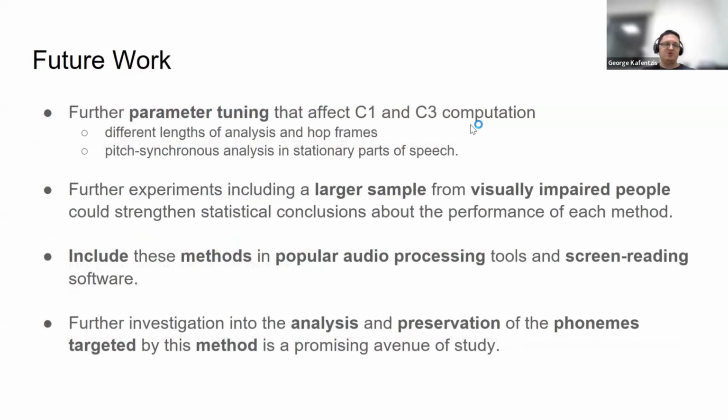So what do we need to do in the future? Maybe play a little bit with these criteria, C1 and C3, and try to make them work better. Call for more people, especially from the visually impaired group. Include these methods into popular audio processing and screen reading software on mobile phones for visually impaired people. And maybe do some further investigation into the analysis and preservation of the phonemes targeted by these methods. Might be a good idea for future studies.